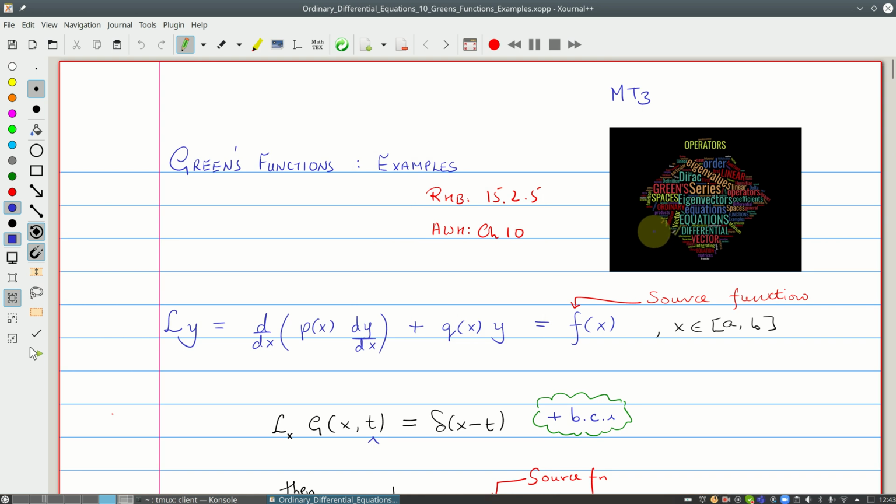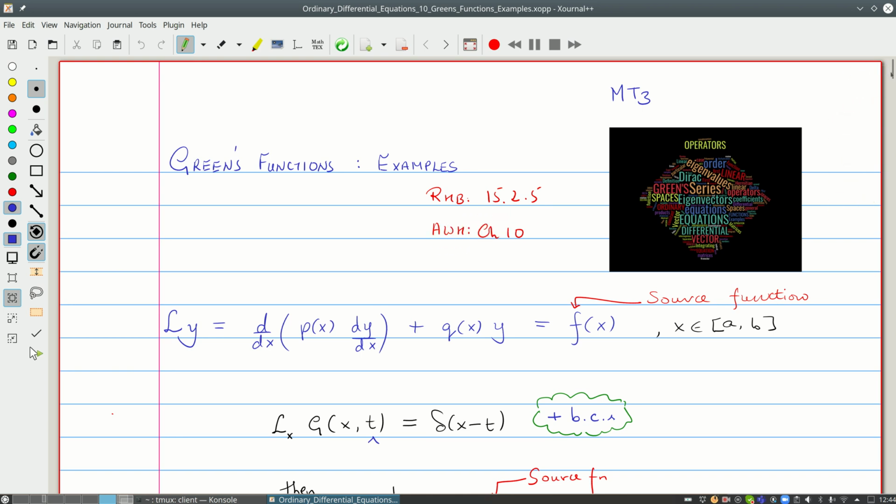We are still on Green's functions, and in this lecture we're going to look at examples. Now I have explained the theory behind Green's functions and the Dirac delta function in previous recordings. This time we're just going to look at examples, and some of these are in Riley, Hobson and Bence 15.2.5 and also in Arfken, Weber and Harris chapter 10.